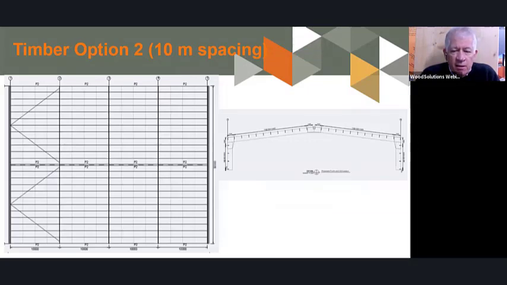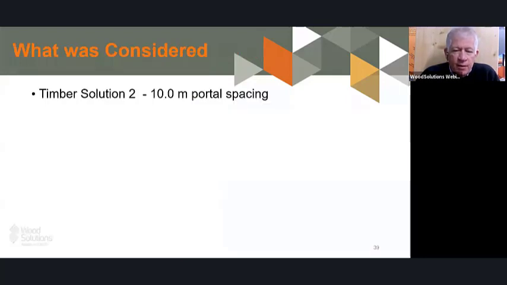So again, this is just a plan view of the second option, which is a 10-metre spacing. The first thing you notice is that there are fewer portal frames. In this solution, it used a 1 metre 50 by 105 LVL 16.